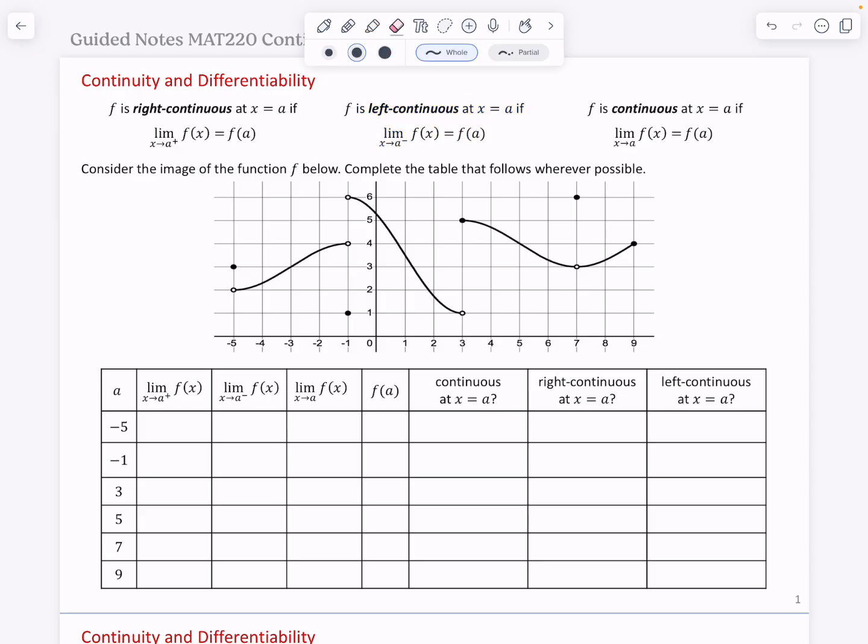This example ought to clear this up. Consider the image of the function f below. Complete the table that follows wherever possible. Let's do one row at a time. Let's focus on when a is -5, and a is our input coordinate. So we're looking at -5 for the x.